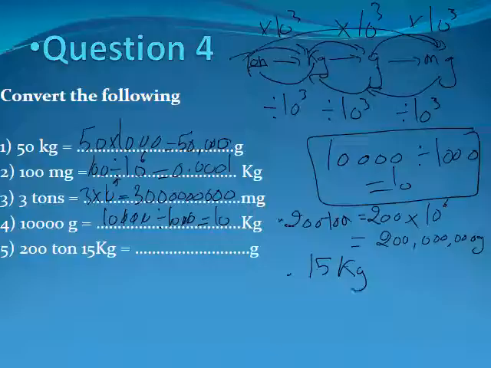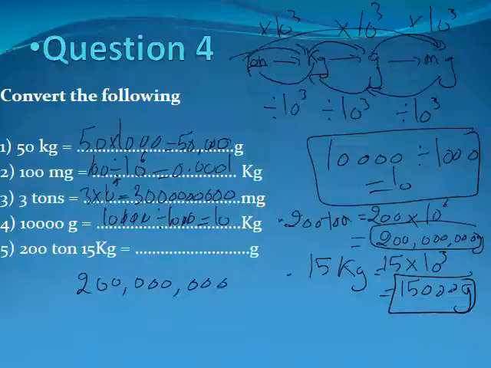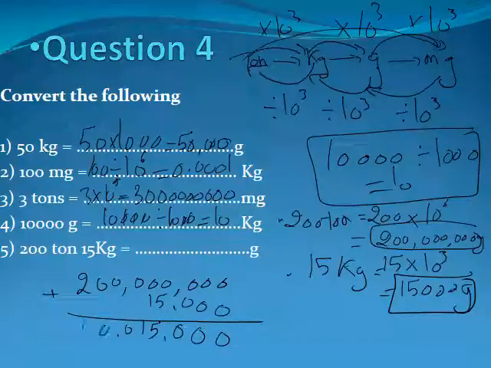15 kilogram equal how much in gram, Tala? Equal 15 times 10 to the power 3, equal 15,000 what? Gram. So I have 15,000 gram and 200 million. What shall I do? I have to add them. 200 million plus 15,000. Okay, add them. 0 plus 0, 0. 0 plus 0, 0. It's 200 million, 15,000 gram. That's one way.